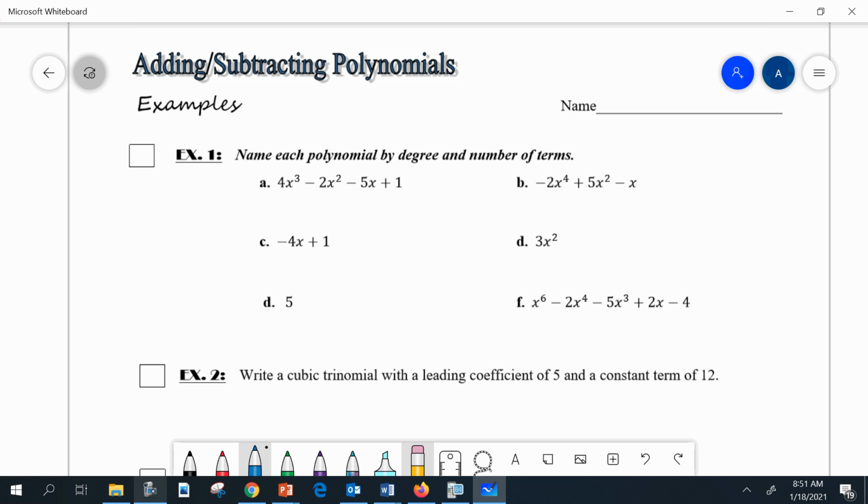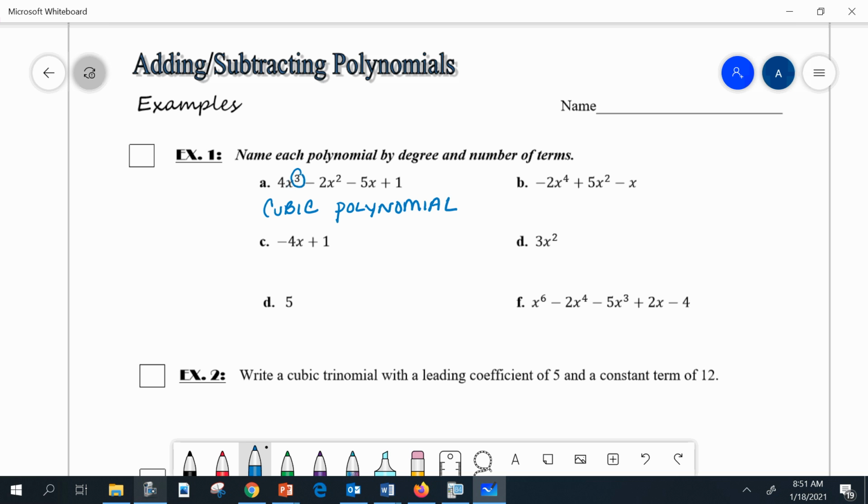Okay, so let's go ahead and talk about your answers and how we name these. So first thing, when I look at part A, I see that the highest exponent, that means it's the degree, is 3. And what we call a third degree is a cubic. Now, this polynomial has 4 terms. So if you have 4 or more terms, we just call it this blanket polynomial. We don't have a special name for 4 terms, 5 terms, or 6 terms. It just becomes a polynomial.